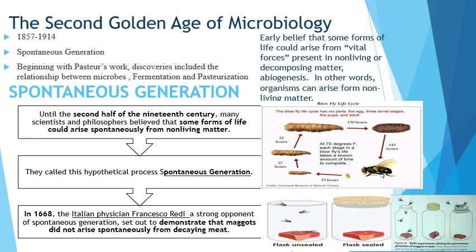Still, Redi's antagonists were not convinced. They claimed that fresh air was needed for spontaneous generation. So Redi set up a second experiment in which he covered a jar with fine net instead of sealing it. No larvae appeared. Maggots appeared only when flies were allowed to lay their eggs on meat.